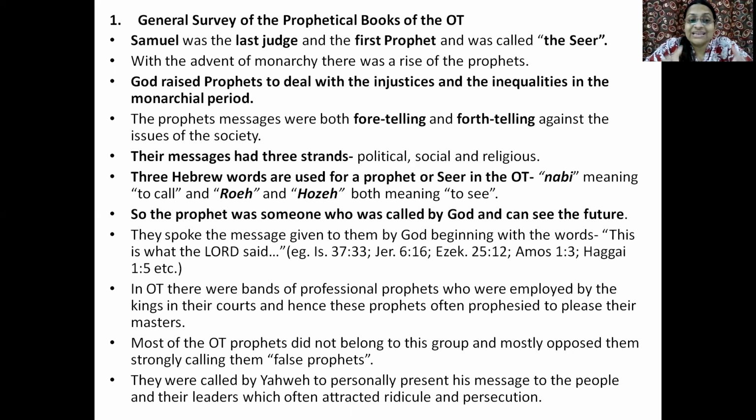Then there are three words that were used for a prophet or a seer in the Hebrew language. First, Nabi, meaning to call. Then we have Roe and Jose, both meaning to see. So the prophet was someone who was called by God to see the future. Nabi is to call, Roe and Jose is to see.